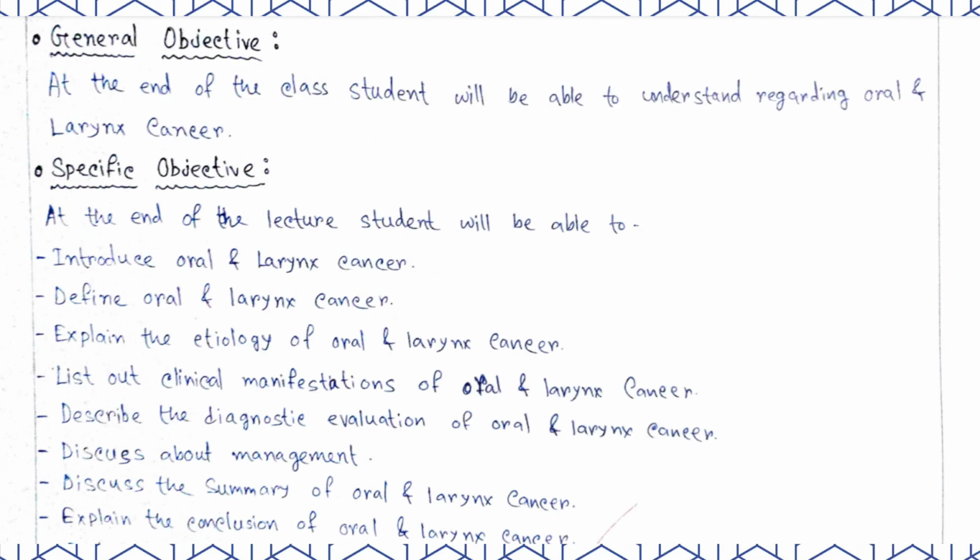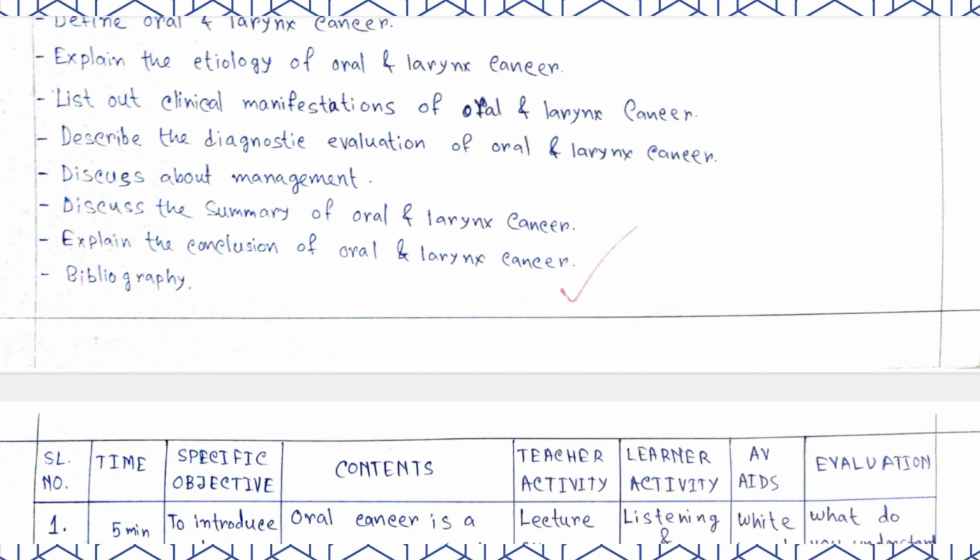At the end of the lecture, students will be able to introduce oral and larynx cancer, define oral and larynx cancer, explain the etiology of oral and larynx cancer, list out clinical manifestation of oral and larynx cancer, describe the diagnostic evaluation of oral and larynx cancer, discuss about management, discuss the summary of oral and larynx cancer, explain the conclusion of oral and larynx cancer, and then bibliography.